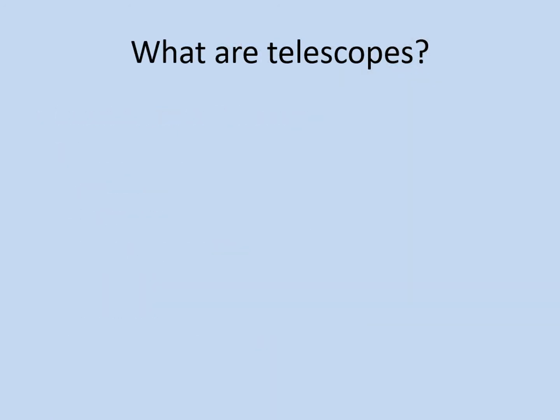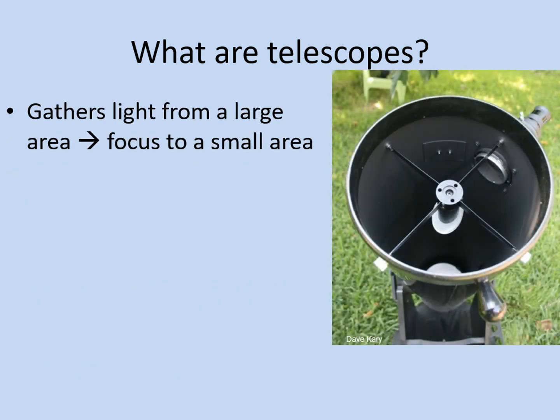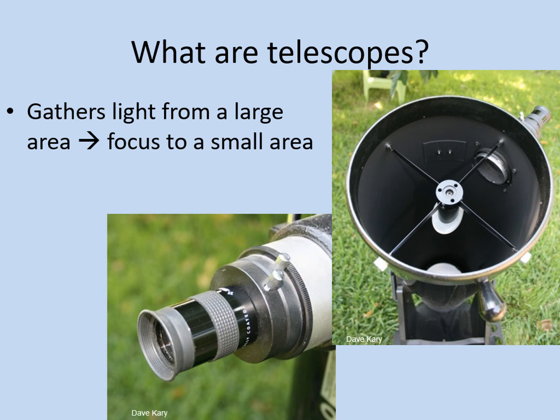In essence, a telescope is a device that gathers light from a large area and focuses it down to a small area. The reason for needing this is simply the limitation of the human eye. All of the light we see has to come through a small hole called a pupil. This pupil is no more than a few millimeters across. However, objects in space are often very faint and have a small angular size. In other words, they don't take up much of the sky.